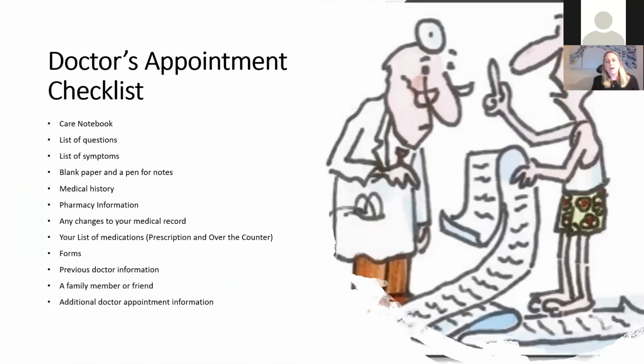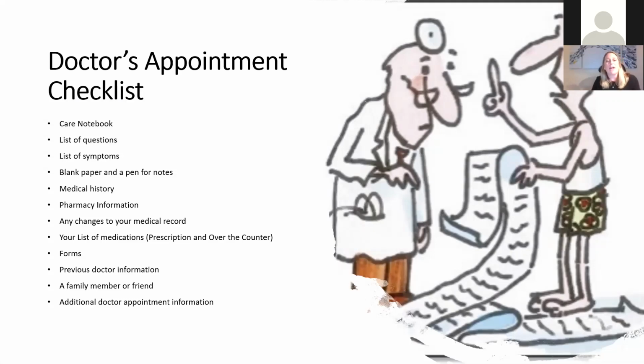You can also bring a list of questions, a list of symptoms, blank paper and notes, your medical history, pharmacy information, any changes to your medical record. I always like having one of those medical history pages that I get a copy of and save. And then if I go to a doctor's office and I have my partner there with me, I can hand them the medical history page to fill in the new doctor's medical history page. You know how you always have to answer the same questions over and over. Your list of medications, previous doctor information.